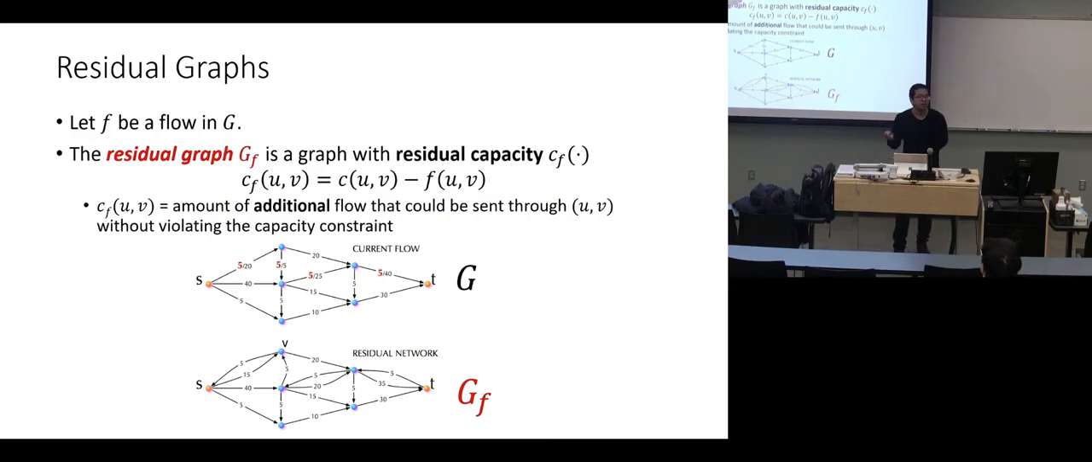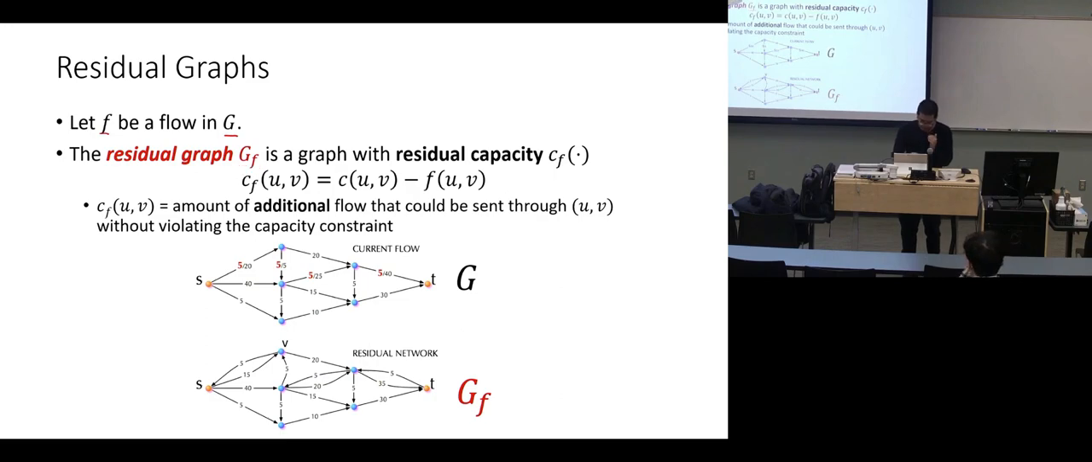So let's try to formalize when we can cancel the flow. Let's say that we have some old flow that we have created, call it F, right? So F is just a flow in G. F will define something called the residual graph, GF. GF is a graph with the same set of nodes, but it has different capacity. I call this capacity residual capacity.